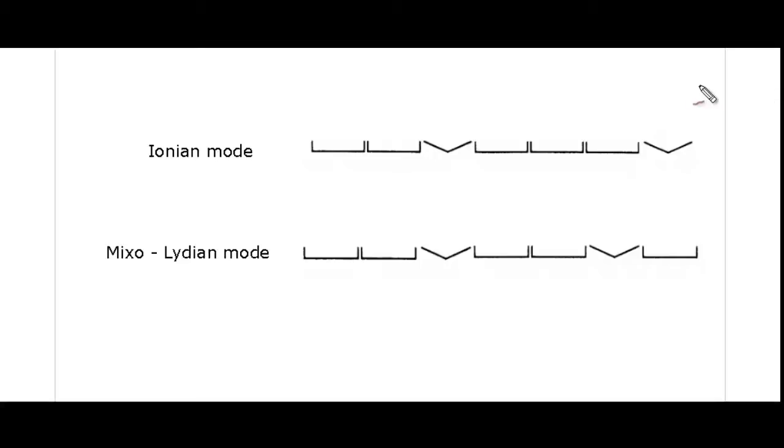What we now know is that the Ionian mode at any pitch level will have this structure: tone, tone, semitone, tone, tone, tone, semitone. Whereas the Mixolydian mode at any pitch level will have the underlying structure of tone, tone, semitone, tone, tone, semitone, tone.